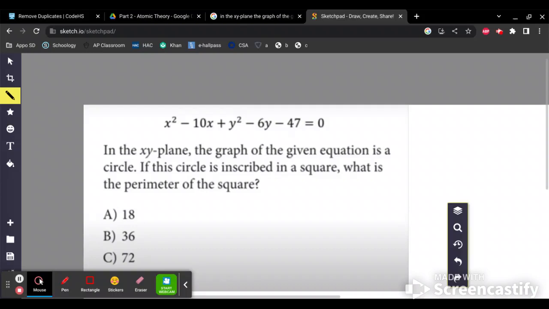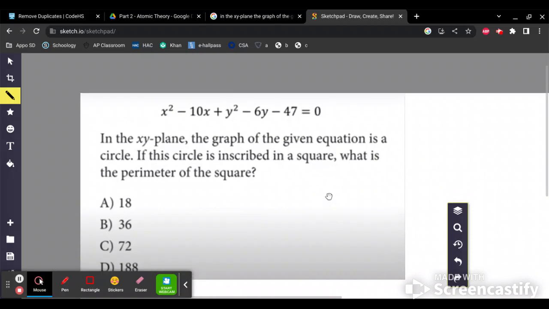Okay, so we have this equation here of an expanded circle equation, and it says in the xy plane, the graph of the given equation is a circle. Makes sense. If the circle is inscribed in a square, what is the perimeter of the square? So let's just draw that out real quick to make it more intuitive.